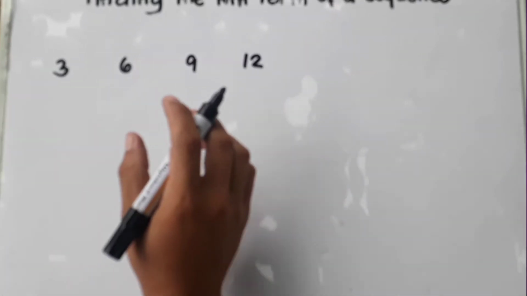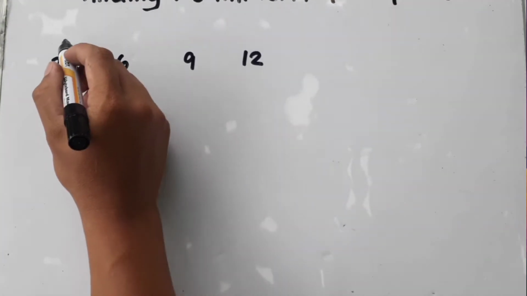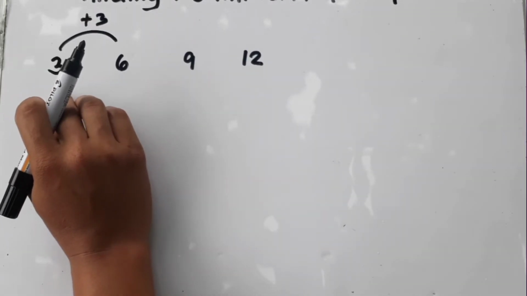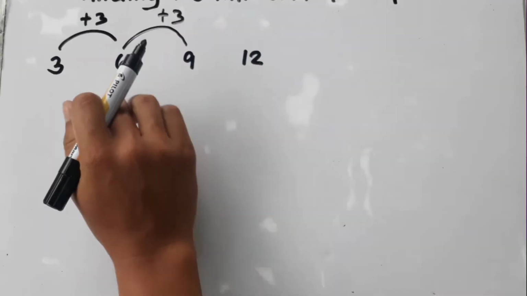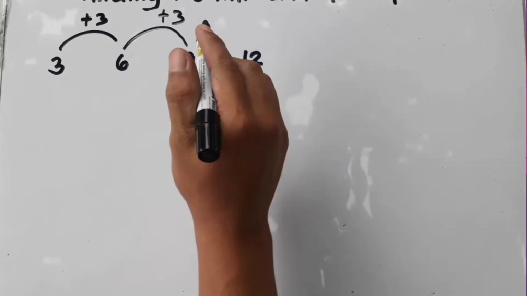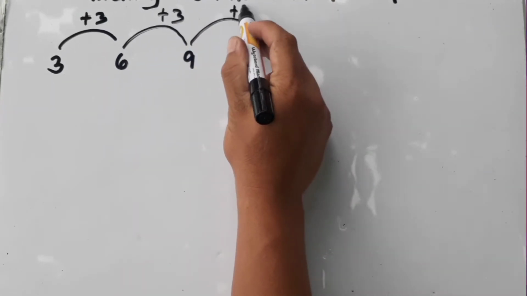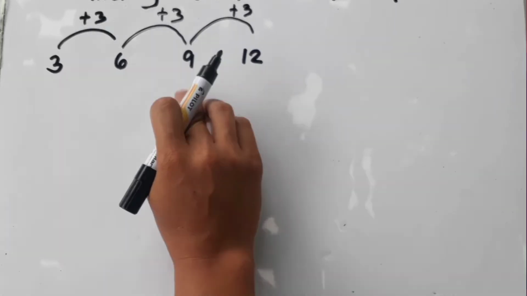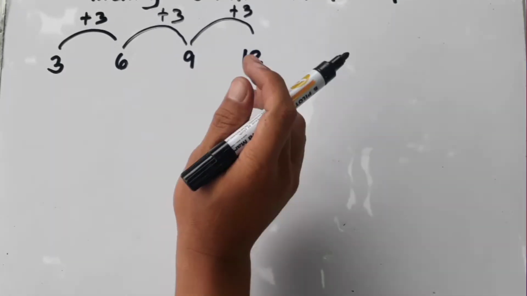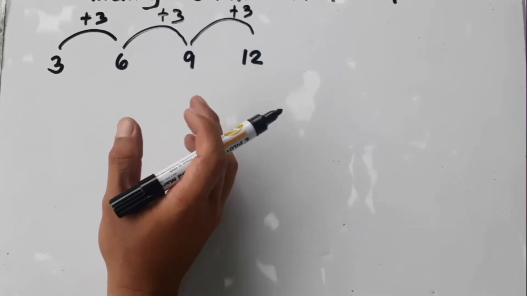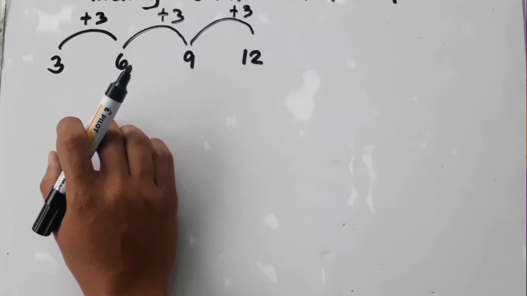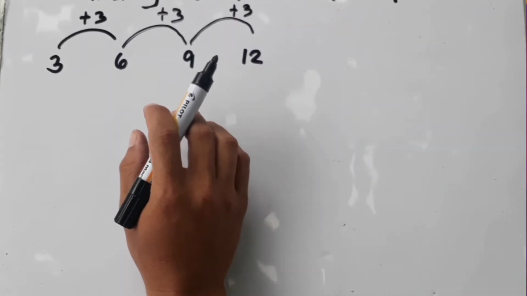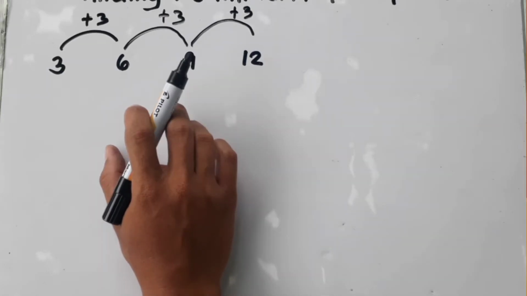Now, let's take a look at this. We get 6 by adding 3 to the preceding term, which has the value of 3, and we can get 9 by adding 3 to the second term, which is 6, and we can get 12 by adding 3 to the third term, which is 9. However, this method may take time, especially if there is no preceding term. So, we need to formulate a specific rule for this sequence.